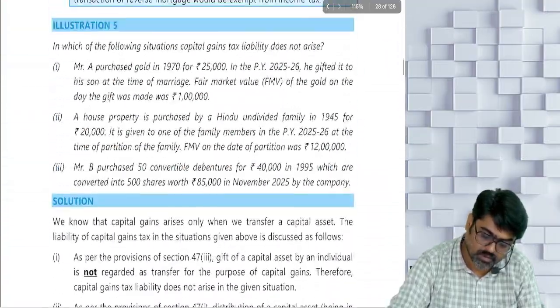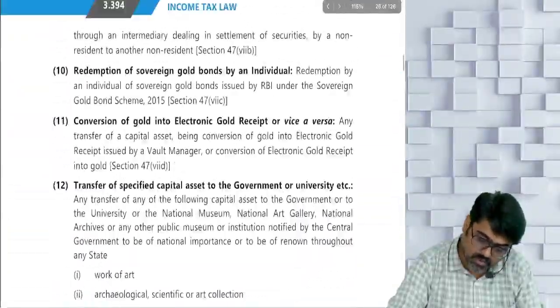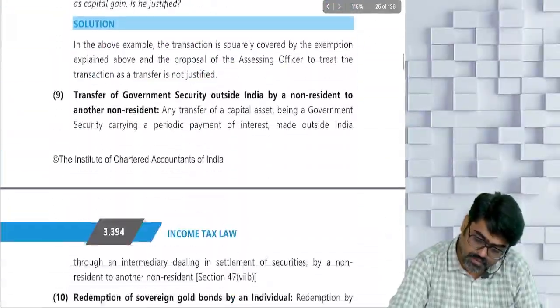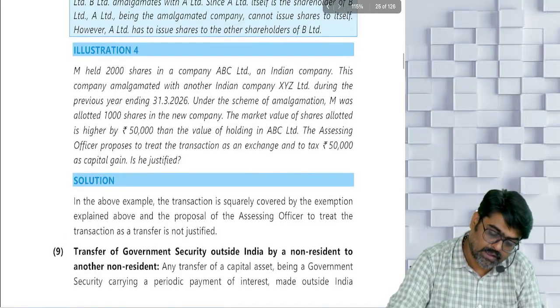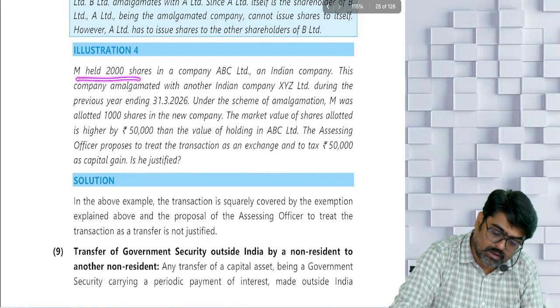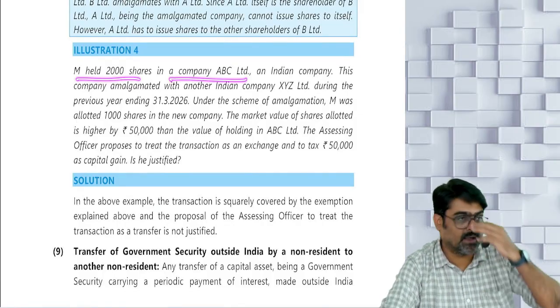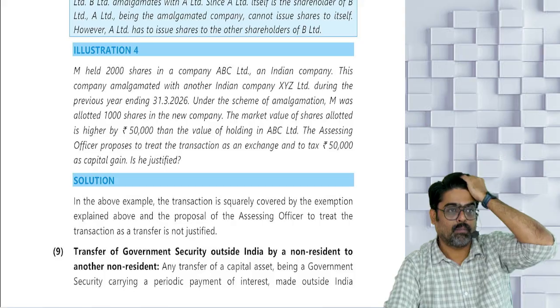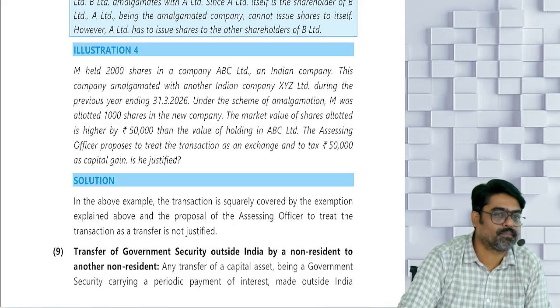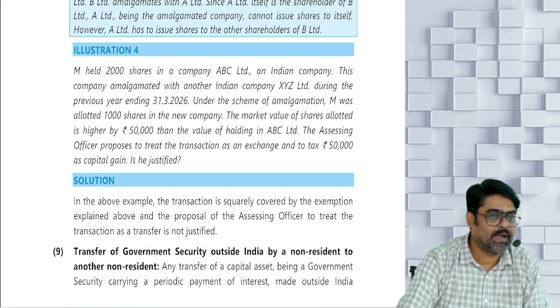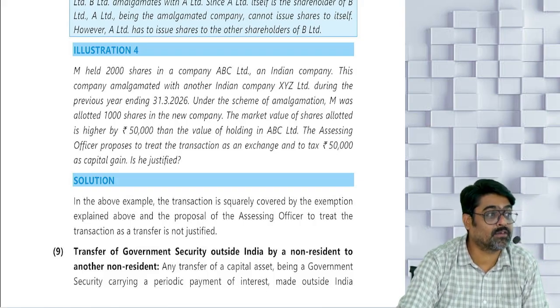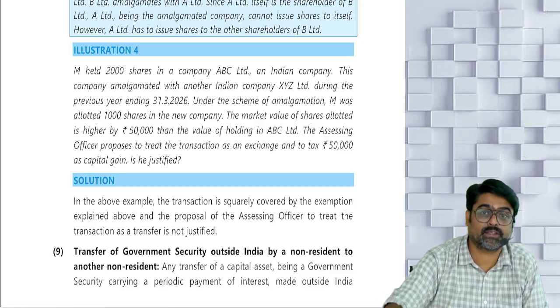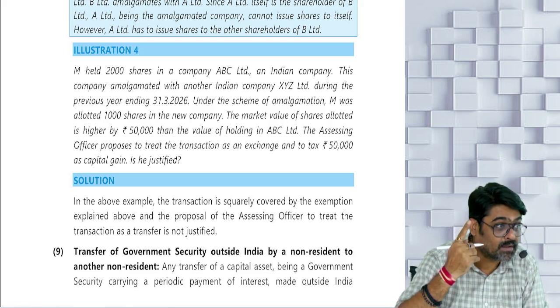Illustration number 4, on your page number 3.393. M held 2000 shares in a company ABC Limited. Do you remember Kamal's example I took? Kamal held how many shares? 1000 shares of X Limited, which he was giving in lieu of 1200 shares of the amalgamating company. Do you remember that? Yes or no?